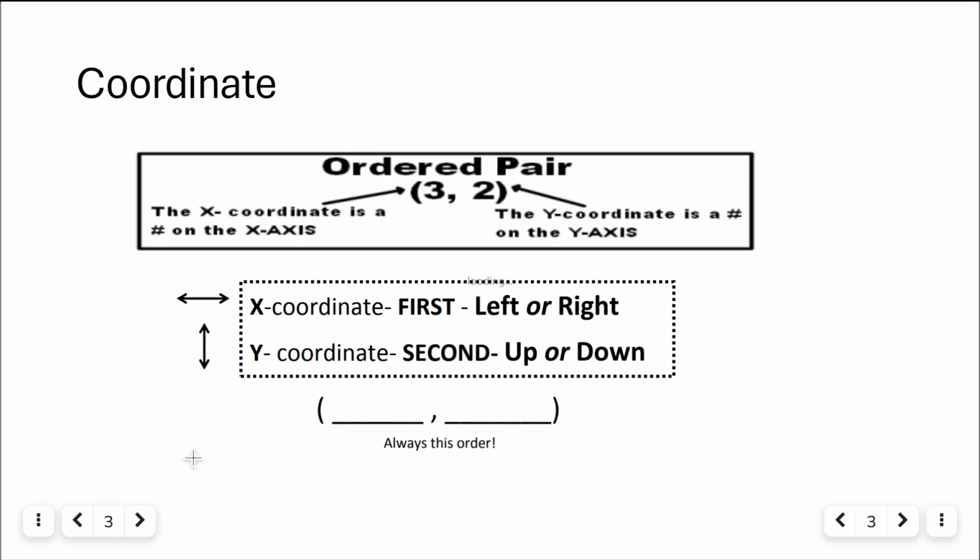All right. Okay, so the ordered pair, the x-coordinate is the first coordinate, the y-coordinate is the second coordinate. It's x comma y. All right. X comma y. It's alphabetical. All right, that's the easiest way to remember it.